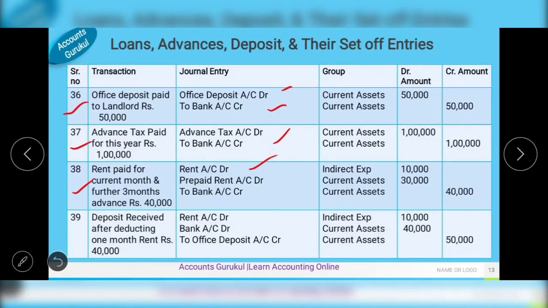So rent account debit with 10,000 rupees. Prepaid rent: whatever payment we are doing for the future, we have to park into the balance sheet as prepaid rent, and that prepaid rent is for the future period but paid in the present. That's 30,000, to bank account credit. So money is going from the bank, that's 40,000. Assuming that rent in the entire year is below the threshold limit, we are not deducting TDS on it.